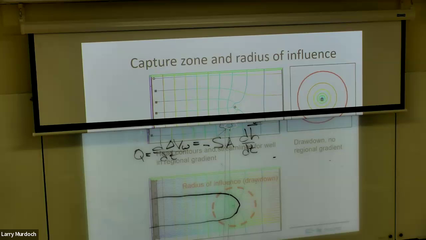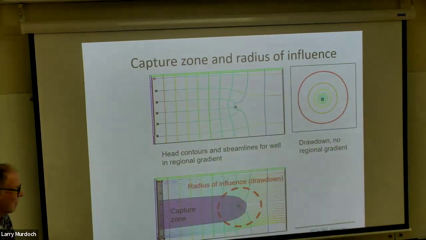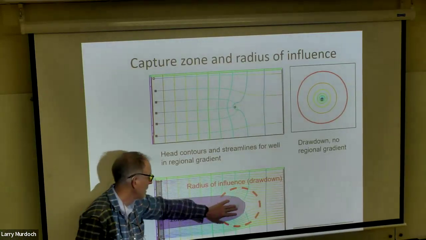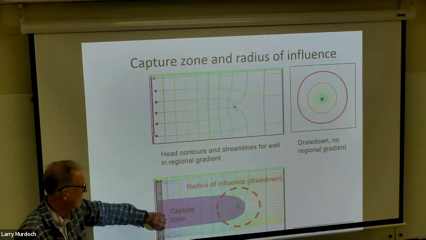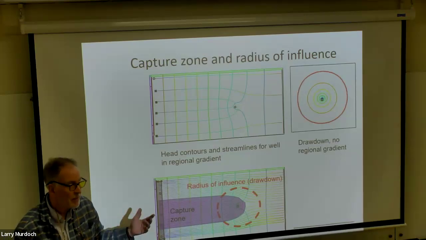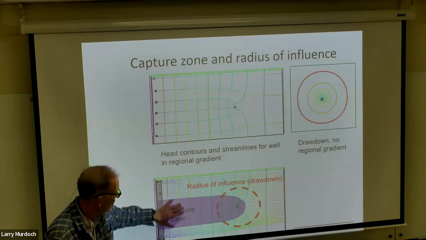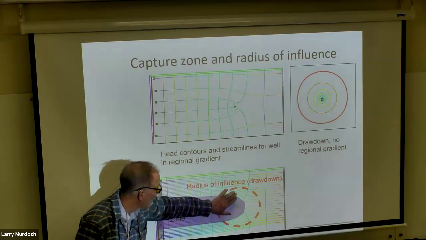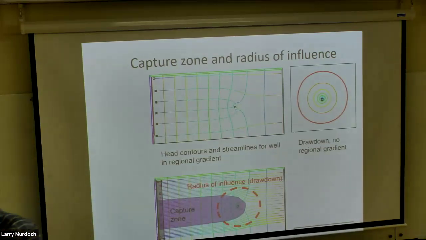There's the radius of influence by the drawdown, and there's the capture zone. Okay, the well is affecting the heads in the aquifer over a region that's different than the region where it's capturing water, capturing the recharge. Okay, so that's going to be important because these two things will have different applications. And you can see there's some overlap, but there are also places where both of these things have a unique area. So this is idealized.